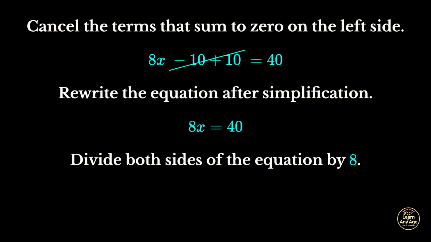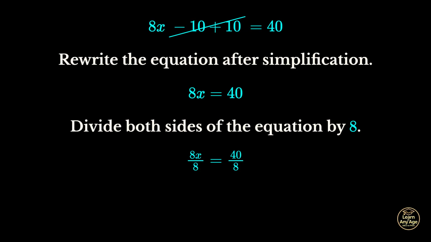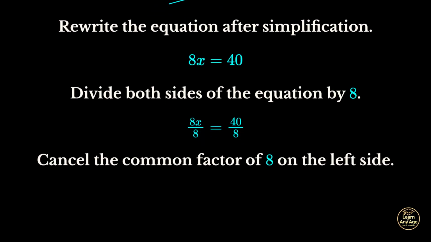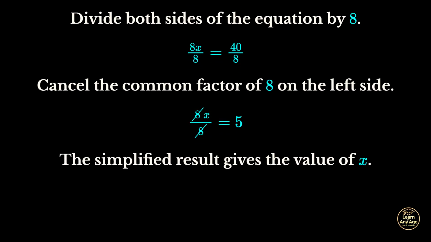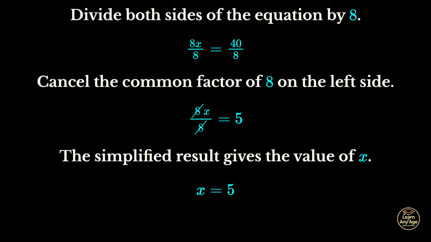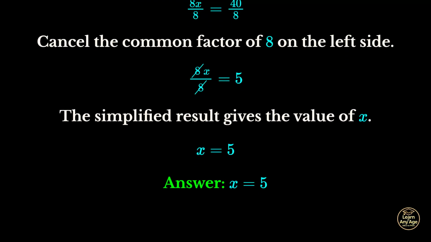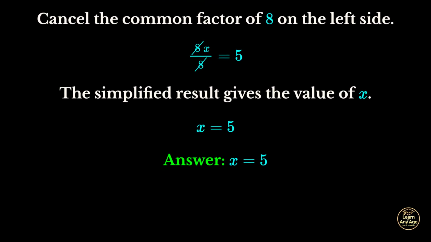8x equals 40. Divide both sides of the equation by 8. 8x over 8 equals 40 over 8. Cancel the common factor of 8 on the left side. 8 cancelled out, x over 8 cancelled out equals 5. The simplified result gives the value of x. x equals 5. Answer, x equals 5.